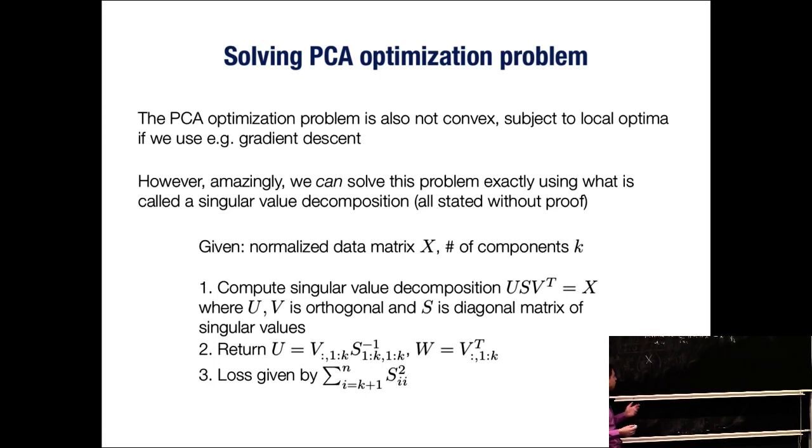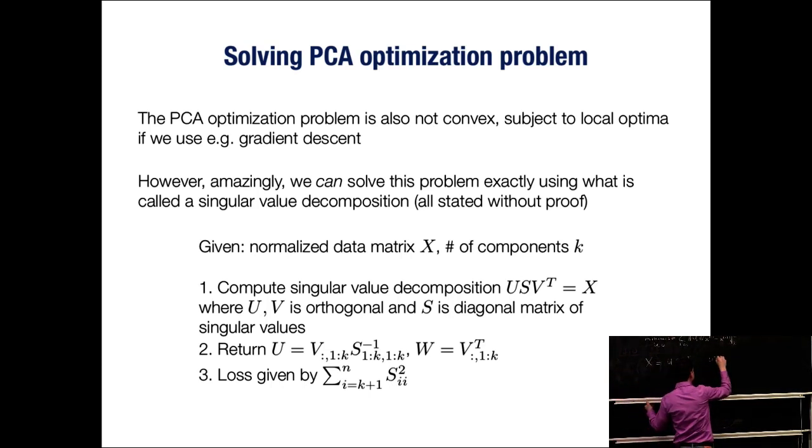But for those who may have heard about this before, we take our input data matrix, which is, again, a matrix of all data points as rows, and we compute what's called the singular value decomposition of this, which is a decomposition of that matrix into the product of three matrices, where these two matrices, U and V, are what are called orthogonal matrices. That means that U transpose U equals the identity, and V transpose V equals the identity. So they are orthogonal matrices, and S is diagonal.